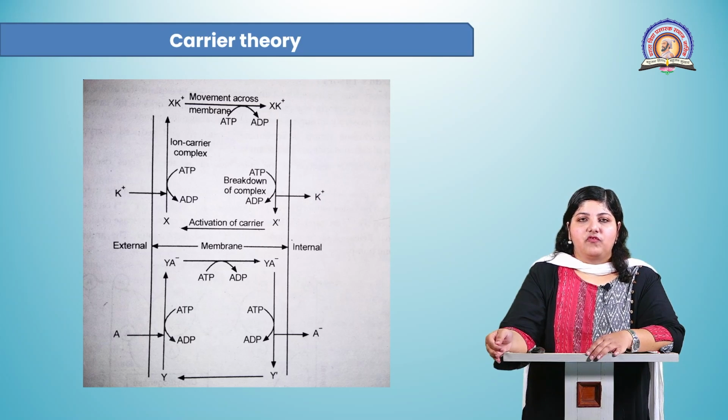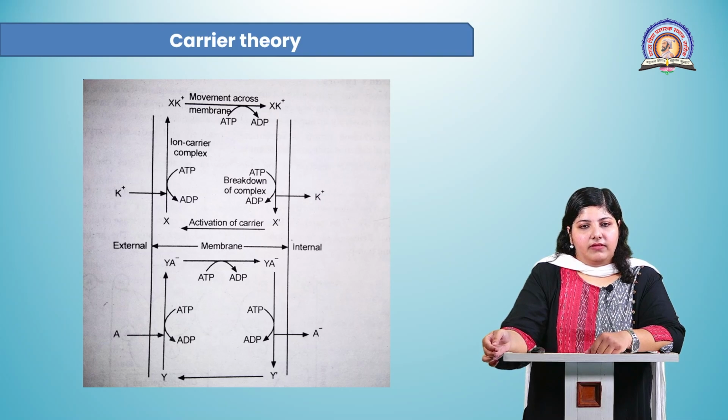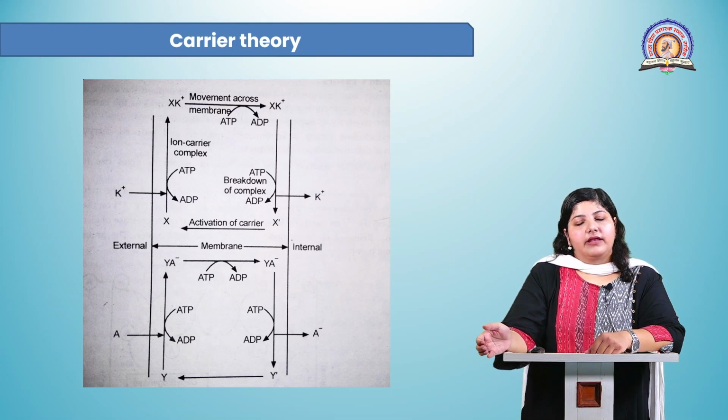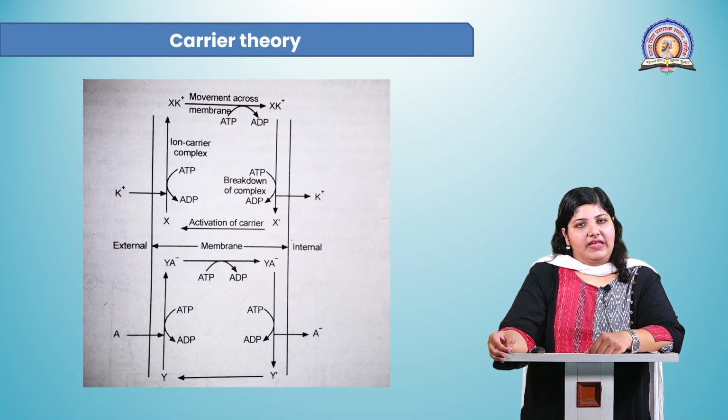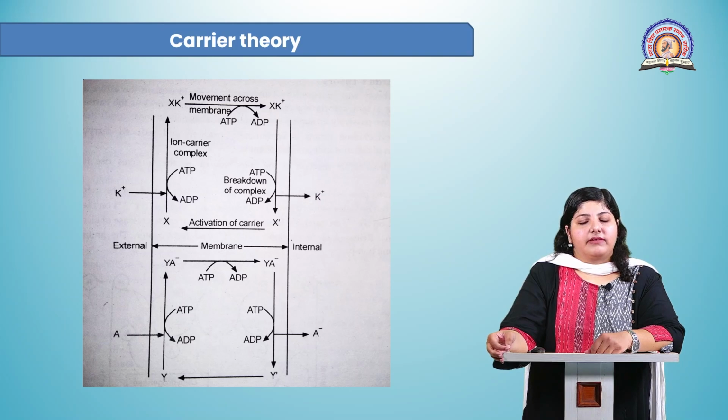Then after the movement, this carrier will release the ion towards the internal side. You can see XK+ is releasing the K+ ion in the internal side, and for this process also energy is required. After releasing the ion in the internal side, the carrier X becomes X dash. That X dash is the precursor stage of the carrier. So when, in the next cycle, it has to absorb an ion, it will be activated to form X, and the process will continue as it is.